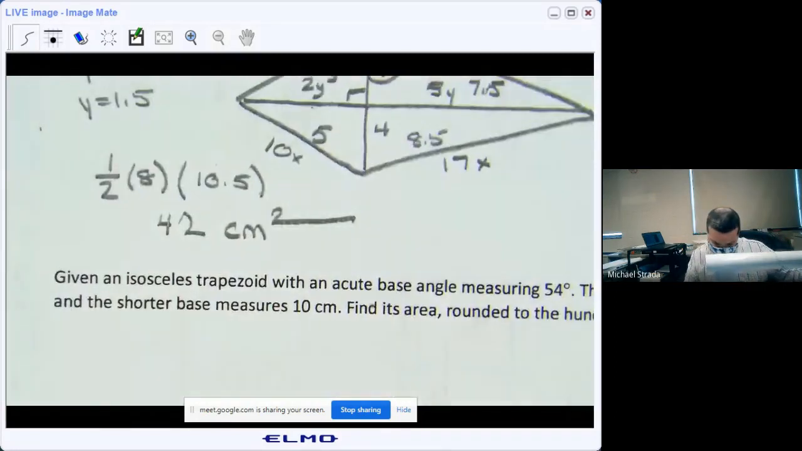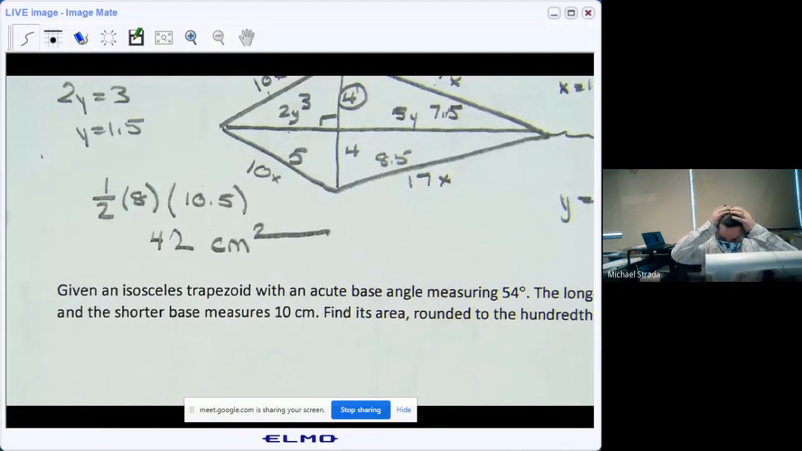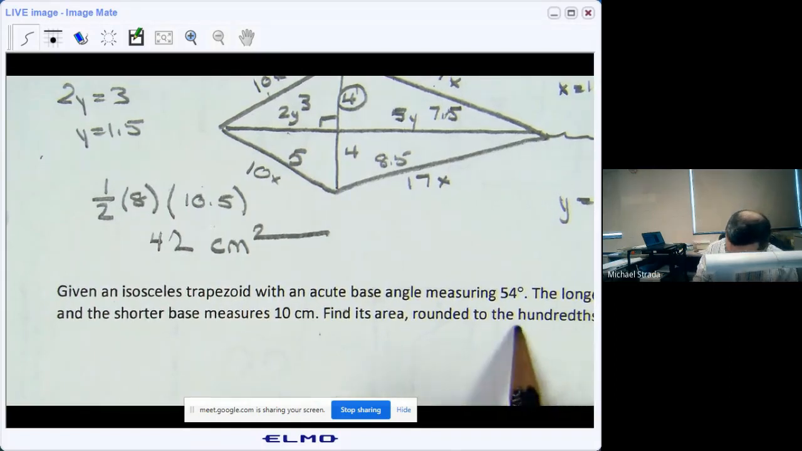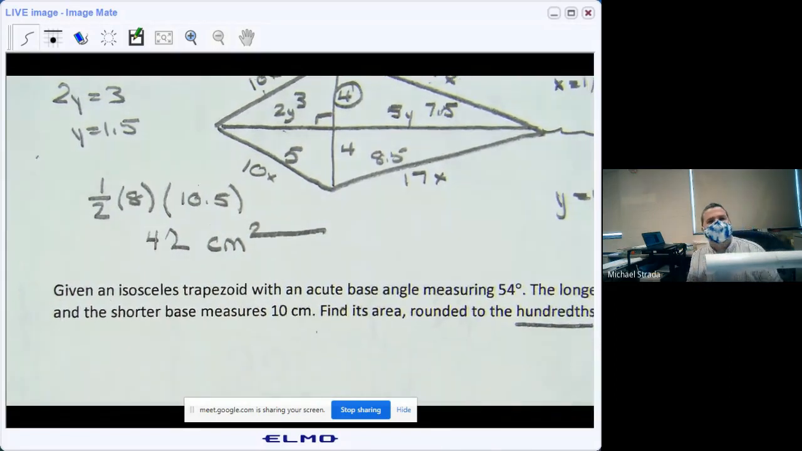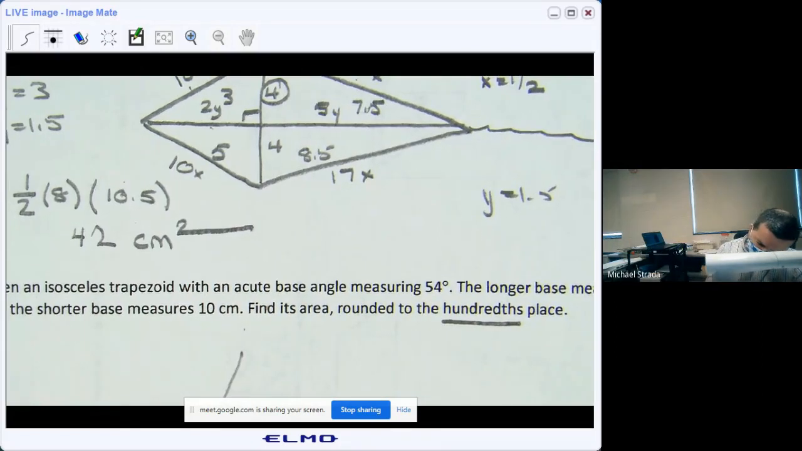Given an isosceles trapezoid with an acute base angle measuring 54 degrees, the longer base measures 16 centimeters and the shorter base measures 10 centimeters. Find its area, round it to the nearest hundredth place. As soon as you see round, what should you think of? Rhymes with pig. Trig. That make sense?